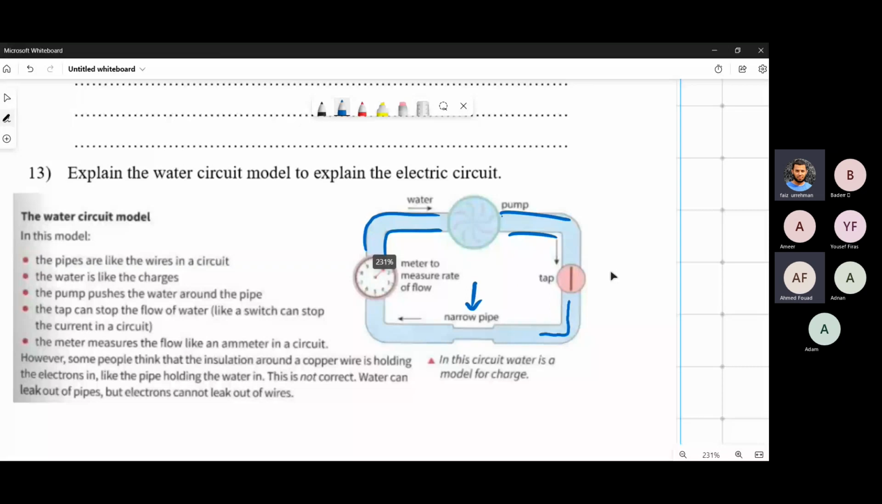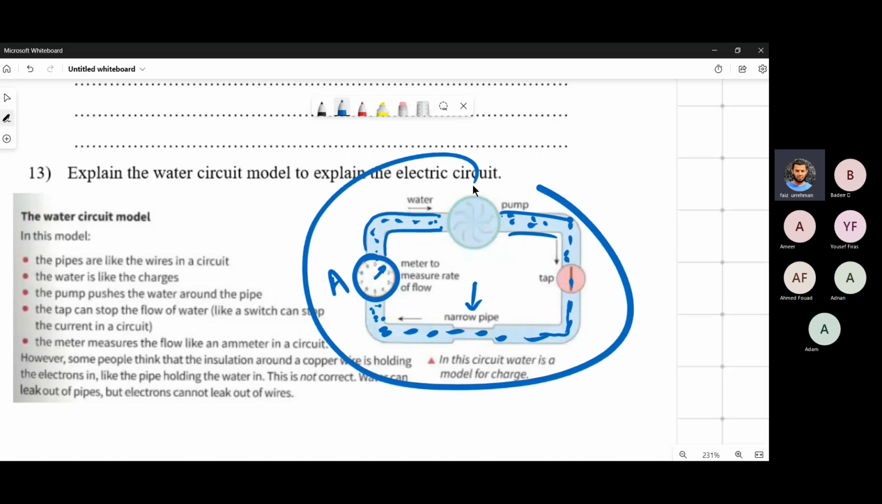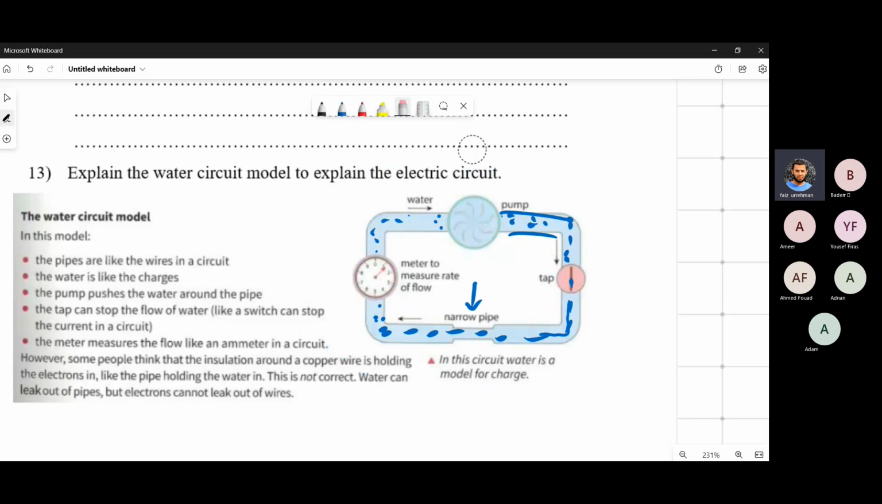I think they will record what the pressure is here, which is actually telling you something like an ammeter. This guy is working like an ammeter. And the water that is flowing, these are like what? Charges. The water inside, these are like charges. So this is like a demonstration only. There is nothing like that if you go to the lab. This is just for you to understand the concept.